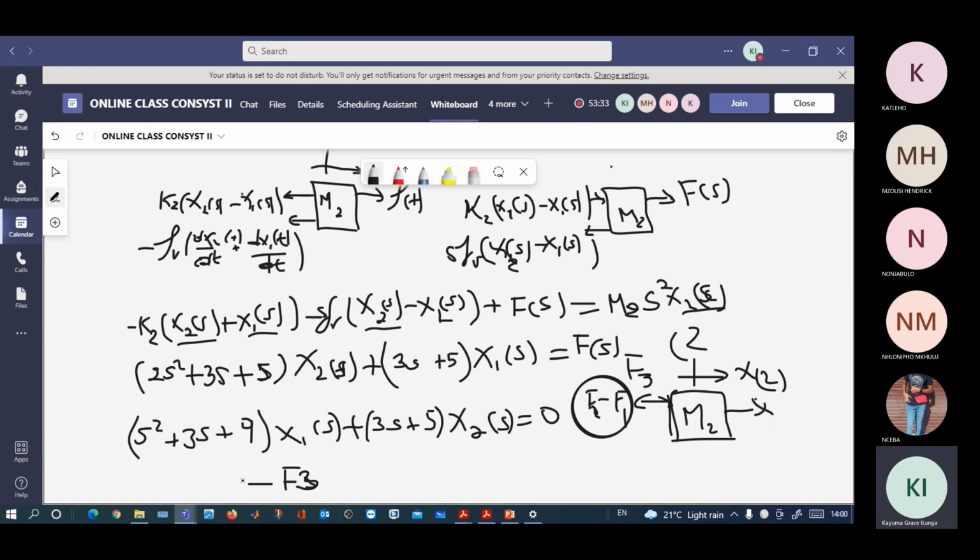Why I put this minus, this minus is different from that minus. Are we together? Yes, sir. It's different from that minus because this one is coming from the motion direction. Now you understand? Yes, I understand now. Okay. So let's now, I cannot see it here.